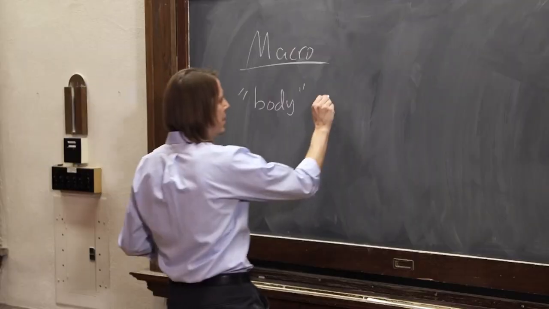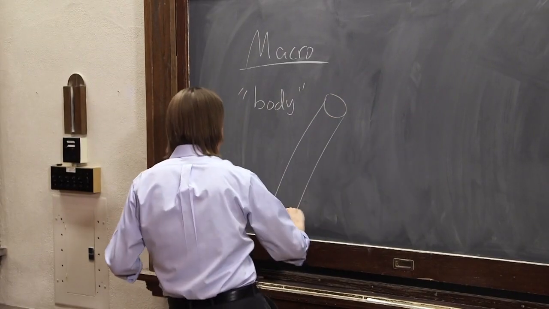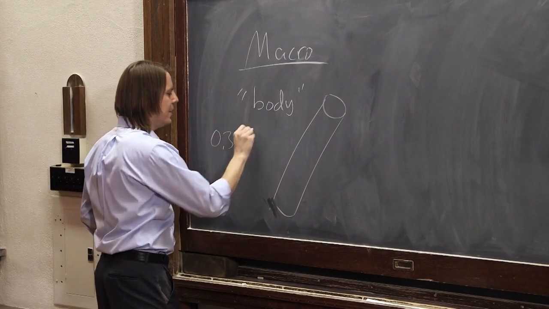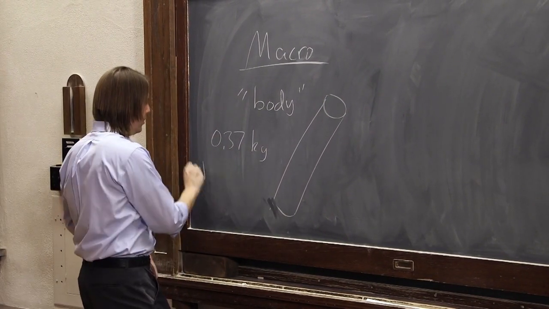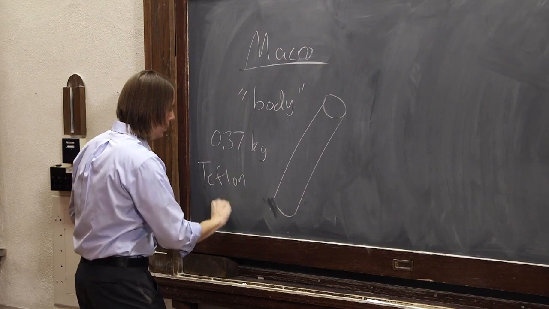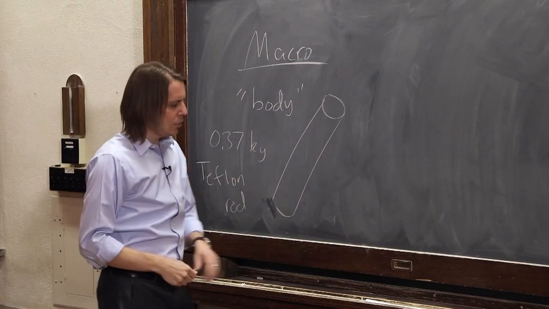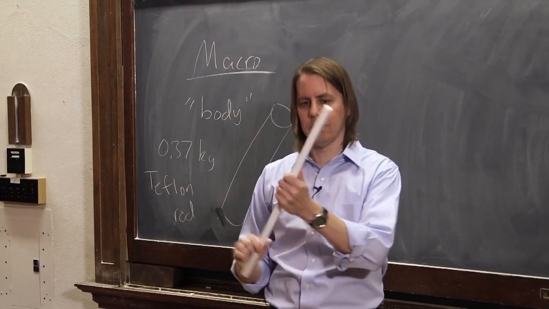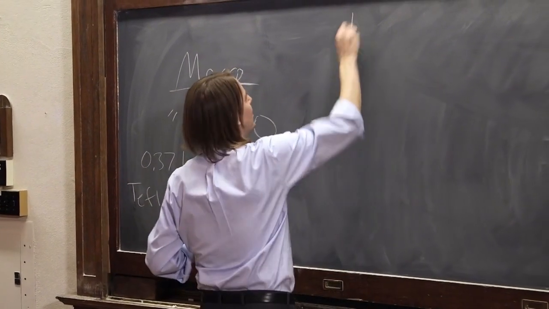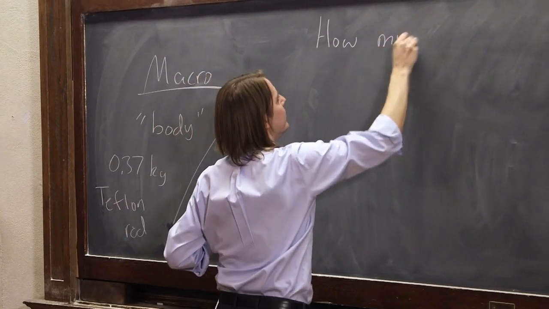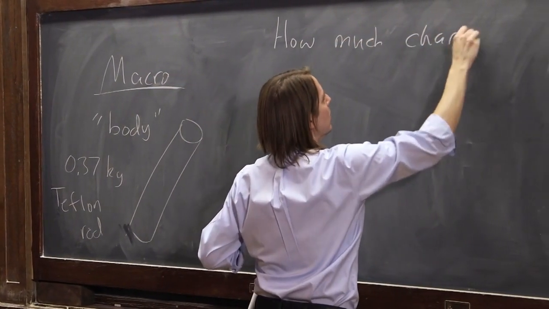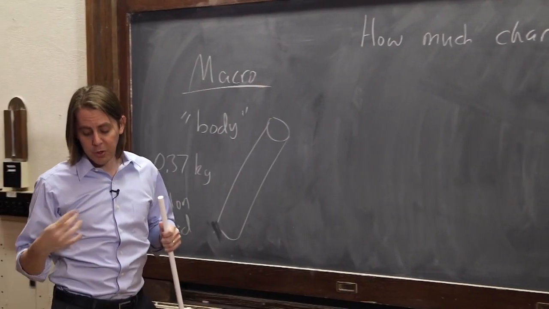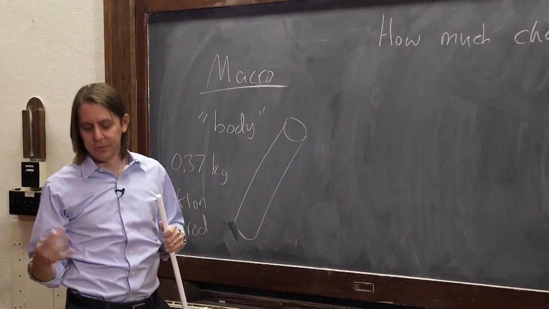So our body is simply a Teflon rod, and it weighs 0.37 kilograms. So what's the first thing we want to do? Well, I guess if we want to think about charge in this rod, we simply say how much charge does it have? And you can actually figure that out from what you already know from the micro scale of charge.